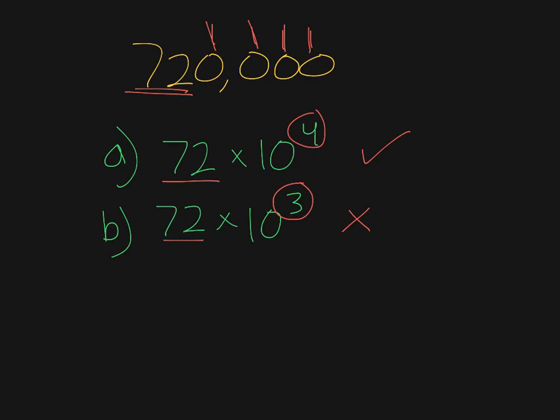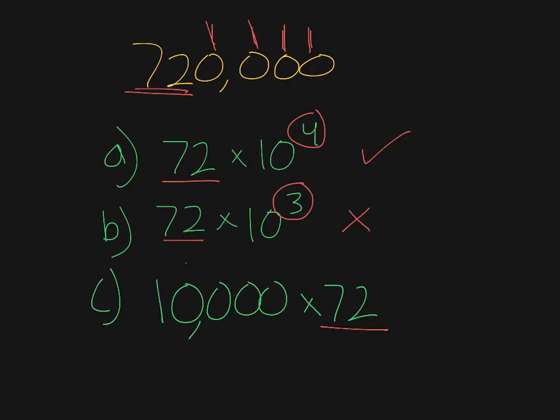Let's go ahead and try another one. What happens if it's 10,000 times 72? Would that work? Well, here's your 72. You need to have 4 zeros. Here's 1, 2, 3, 4. That works. So either it's an exponent or it's going to be written like 1,000 or 10,000. You must be able to count your zeros and just choose the ones that have the same amount of zeros as the original number. In this case, there's 4 zeros, so you want to choose exponents that have 4, and you want to count numbers that have 4 zeros along with it.